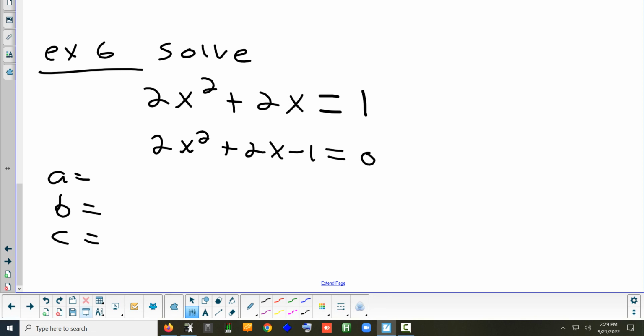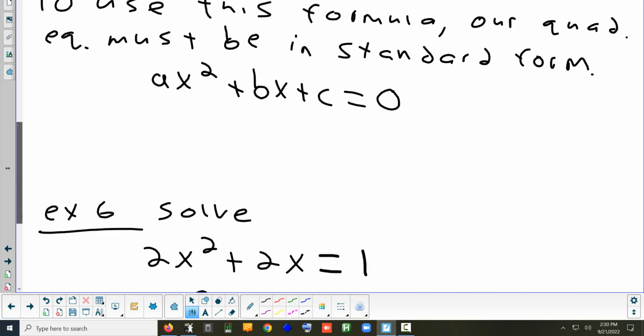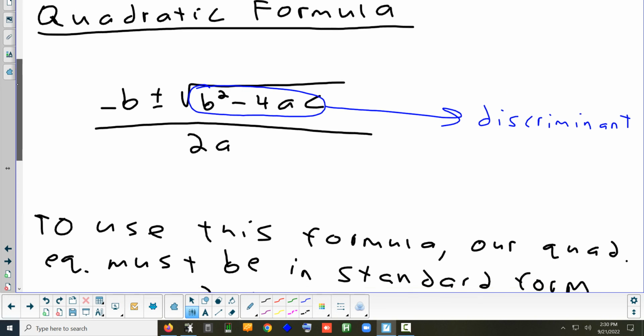Okay, Austin, what's my a value in this case? It would be 2x squared. It's in there somewhere. 2. Just the 2, yeah. So a is 2. How about my b value? What's my b value, right? 2. And my c value? Negative 1. Now fill those numbers into that formula and see what you get.